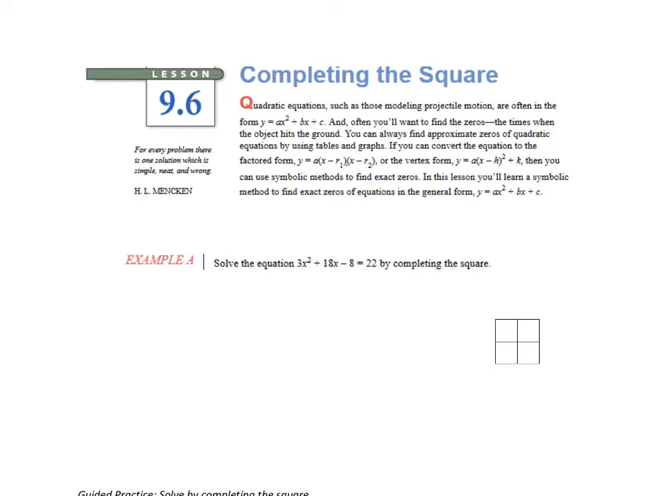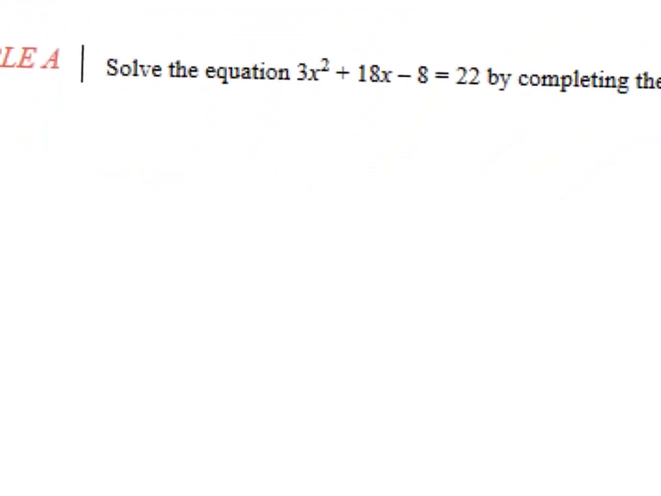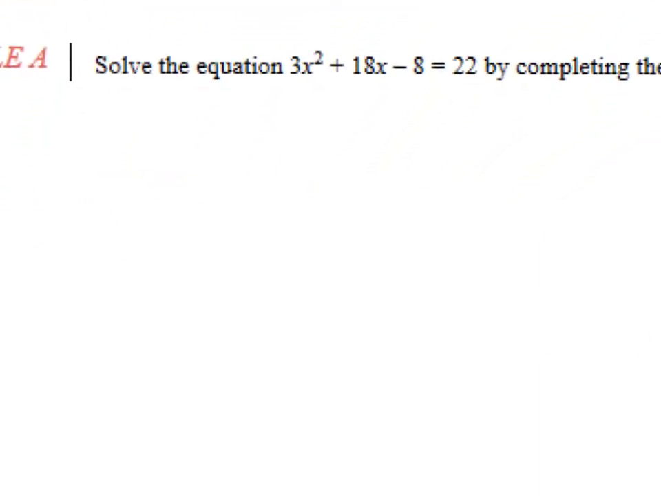In our investigation for 9.6, we looked at completing the square when our a value was 1, or in other words, that there was no value out in front of x squared. So now we're going to look at how we complete the square if there is a value out in front of x squared, if our a is not 1. In example A, we have an equation where we have an a value of 3. That's going to add just one additional step for us when we are completing the square.